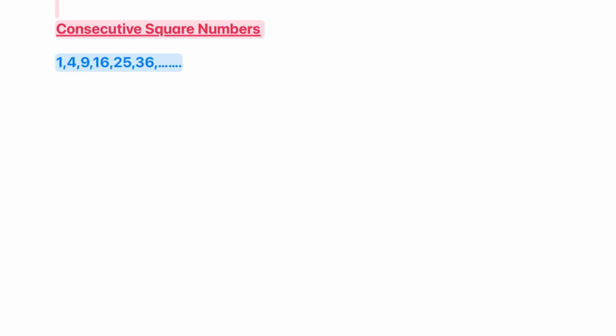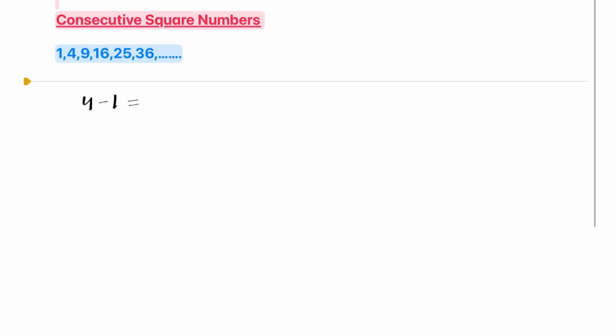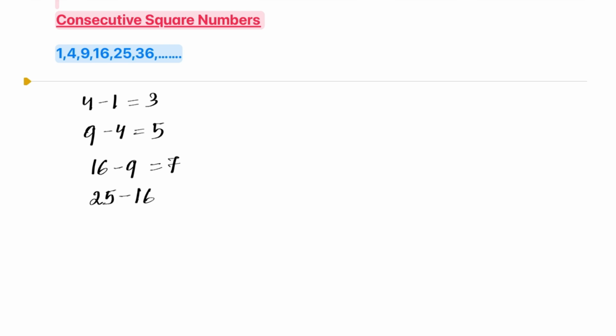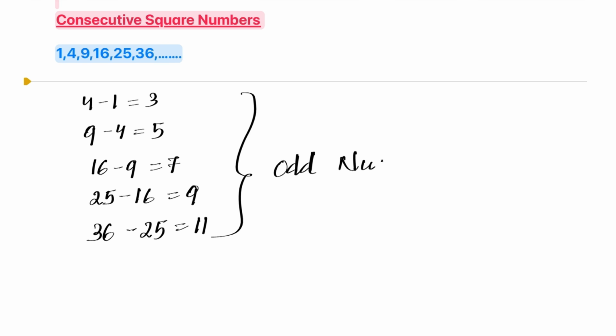The difference between first two square numbers is 4 minus 1, 3. The difference between next two consecutive square numbers is 9 minus 4, 5. Then 16 minus 9, 7. Next 25 minus 16, 9. And 36 minus 25 is 11. We can observe here the difference in all the cases is odd. That means if we subtract consecutive squares, then it will always be odd.